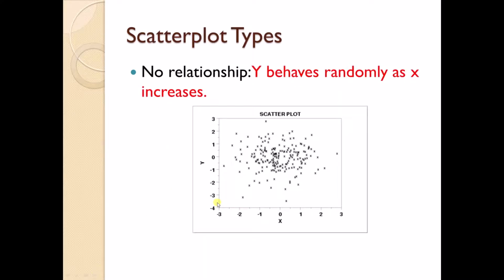Okay, well, what if you have something that looks like sort of a circle or a ball like this? This is no relationship, because y is just behaving randomly as x increases. So as x goes up, sometimes y is low, sometimes y is high, sometimes y is in the middle. It's just behaving in a kind of haphazard way. So no relationship.